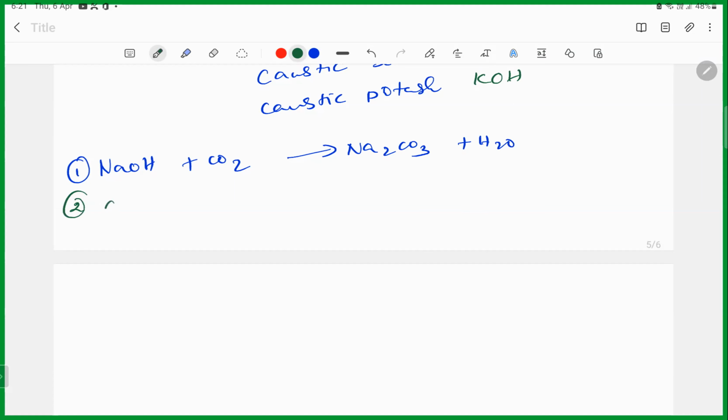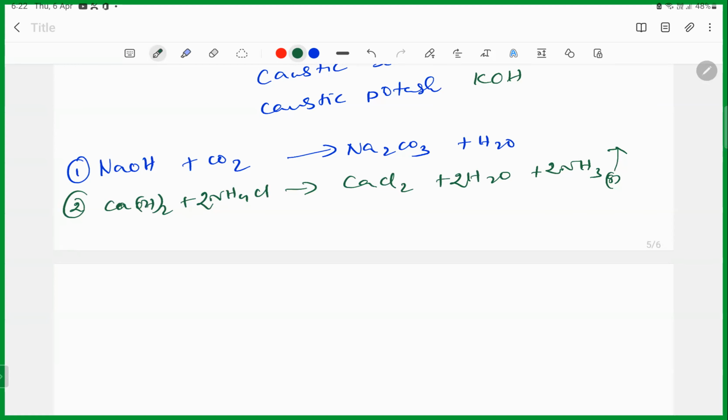The second reaction: when calcium hydroxide or sodium hydroxide reacts with ammonium chloride, it gives calcium chloride, water, and ammonia. So the alkali combines with an ammonium salt to liberate ammonia gas. Taking two molecules, it gives CaCl2 plus 2H2O and 2NH3.